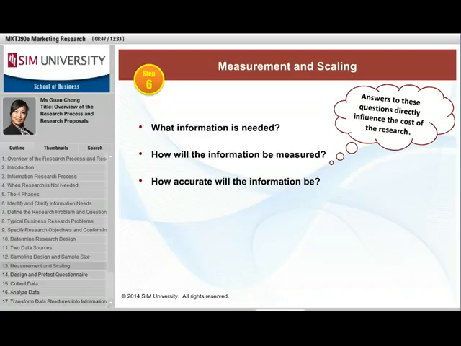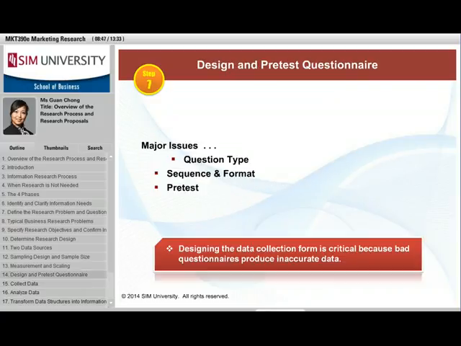Step 7. Design and pretest questionnaire. Questionnaires must be pretested. It could be done with individual representatives of the sample. These respondents complete the questionnaire and comment on issues like clarity of information and questions, and sequence of the topics and questions. Designing the data collection form is critical because bad questionnaires produce inaccurate data.